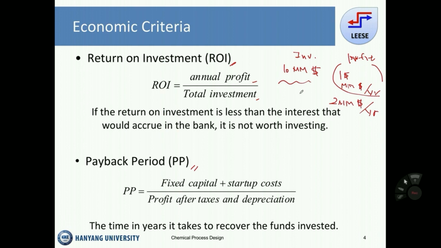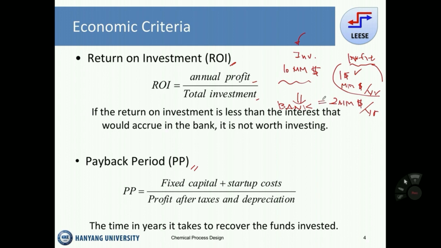Okay, so here, if the return on the investment is less than the interest that would accrue in the bank, it is not worth investing. So you can invest $10 million in the beginning for your plant, then you can have $1 million per year as a profit. But without investment for the process, you might give this money to the bank.